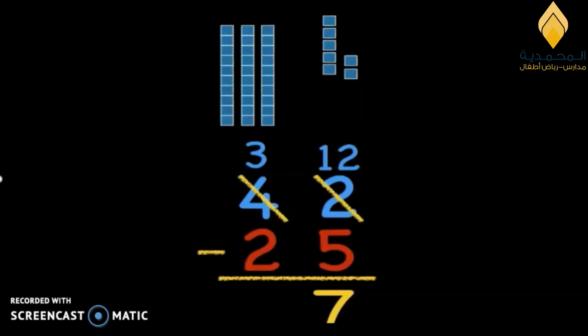Now let's move to the tens. We take away 2 from 3. How many are left? It is 1. Good job. So the answer is 17. The difference is 17. Let's do another example.